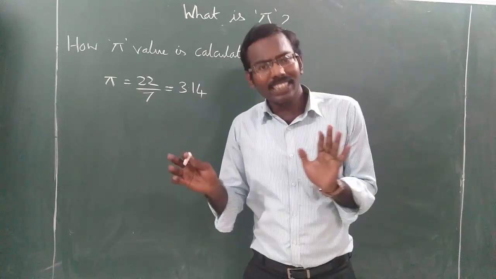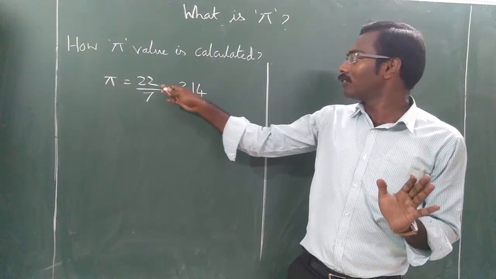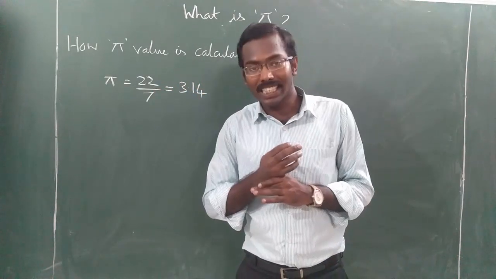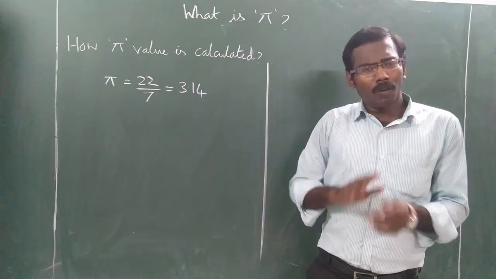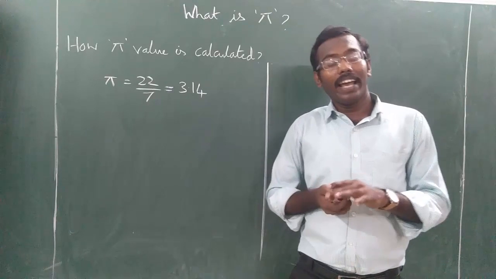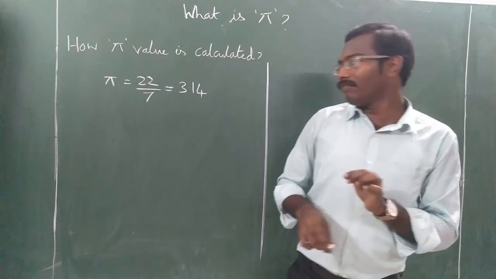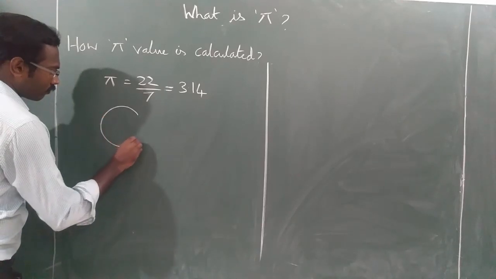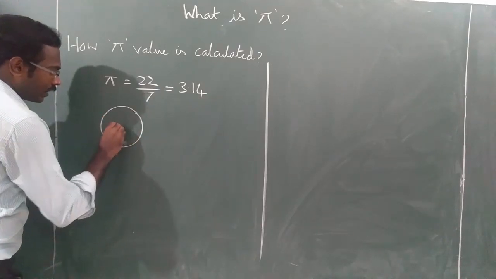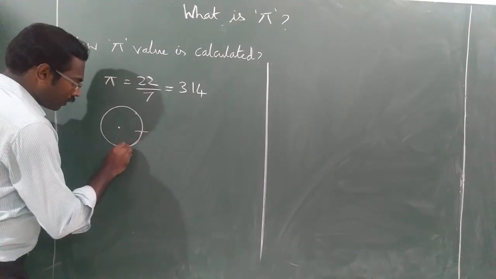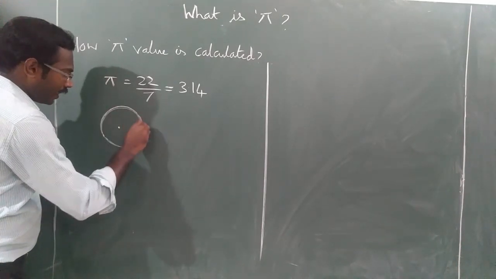So pi is generally a constant that is equal to 22 by 7 or 3.14. But how this pi is calculated, I will tell you. You consider any circle. You know, a circle has a circumference. If this is a circle, then this is the center. So circumference means it starts from here and it ends here.